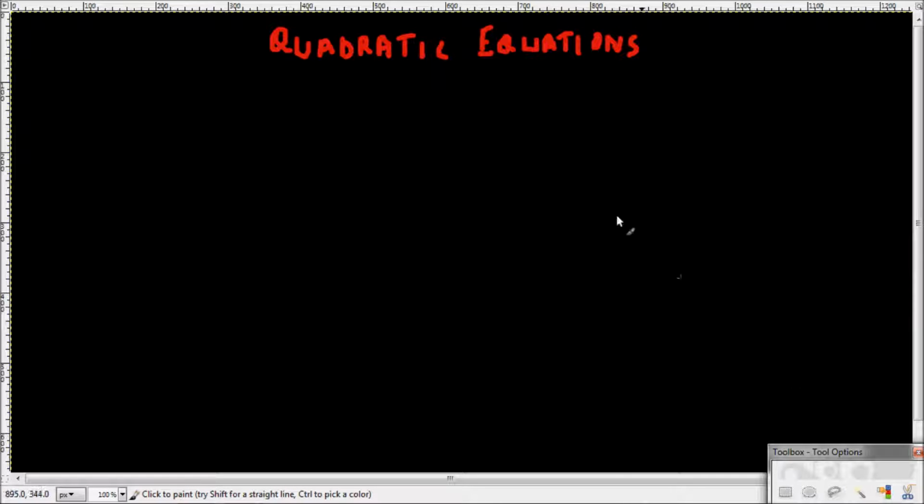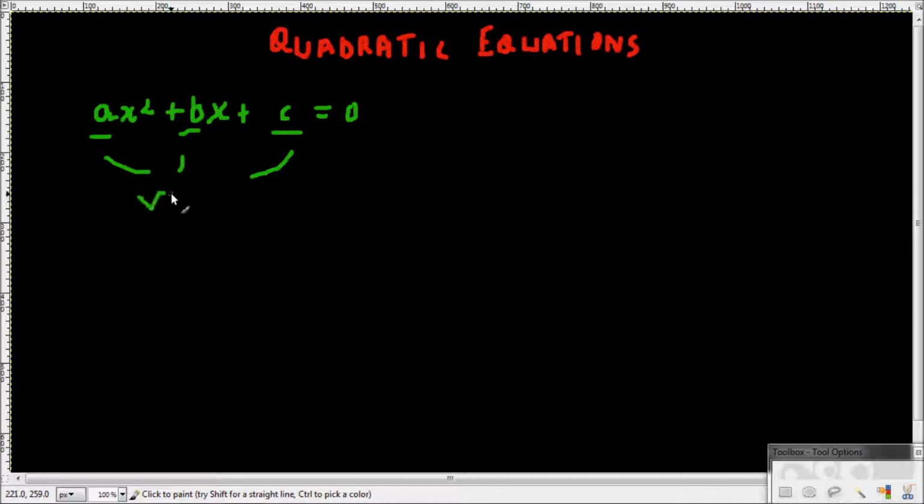This is a math tutorial on quadratic equations, which is the second chapter under algebra. First, to give you a little background on quadratic equations, it's any equation. I hope you know what an equation is. It's any equation of the form ax square plus bx plus c equal to 0. And in this, a, b, and c are all variables.